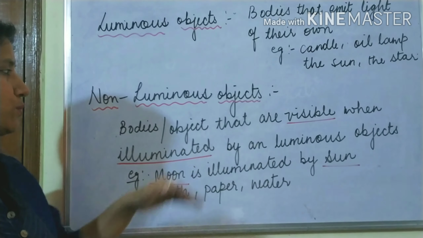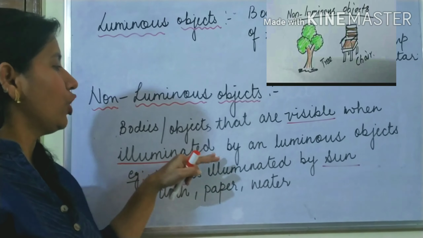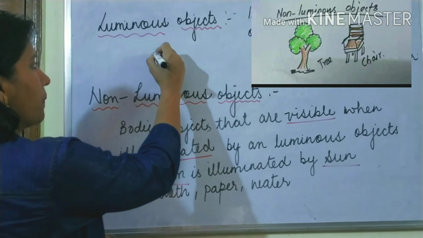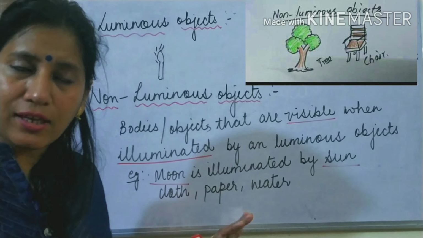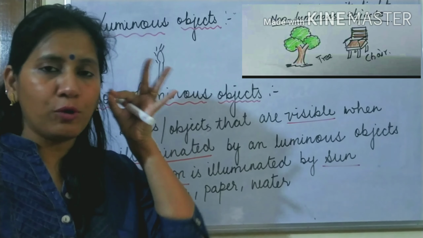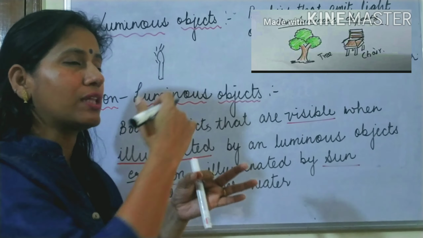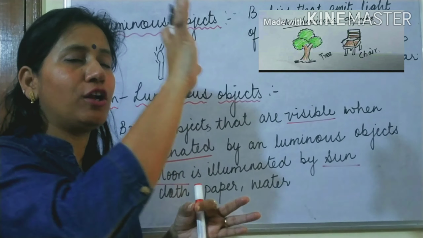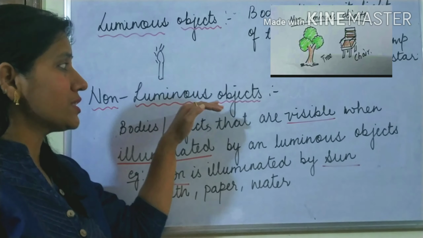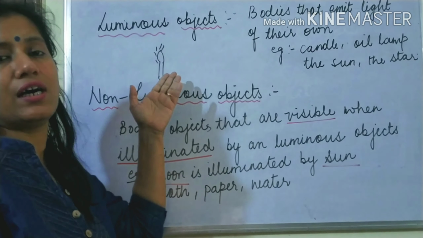So bodies or objects that are visible when they are illuminated by a luminous object. जैसे मैंने यहाँ एक कैंडल जलाई. फाइन. रूम में अंधेरा है, ठीक. The room is fully dark, and the moment I put a burning candle, I can see the other person standing. I can see my cloth. I can see my cupboard. So cupboard, cloth, and the person, they all are non-luminous. Why? Because they are visible only when I have lit the candle.